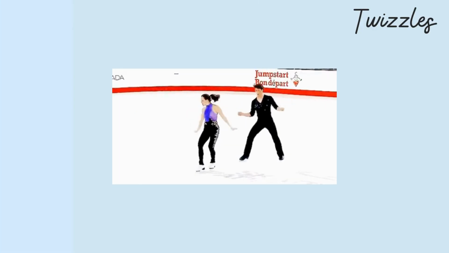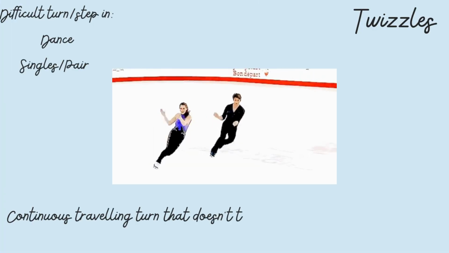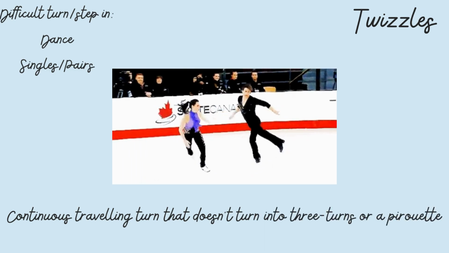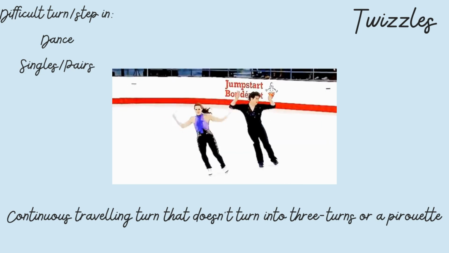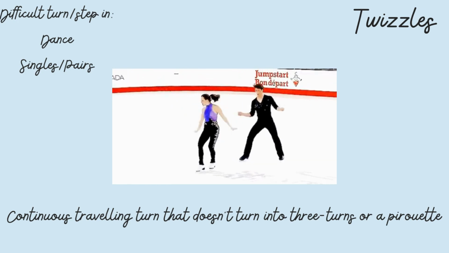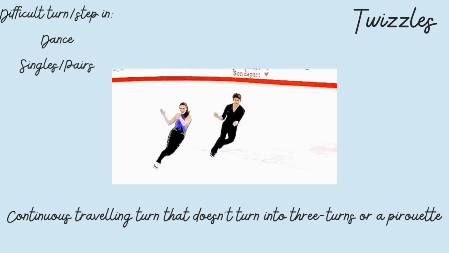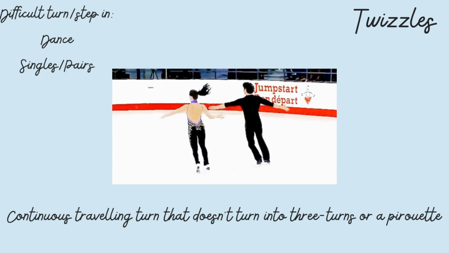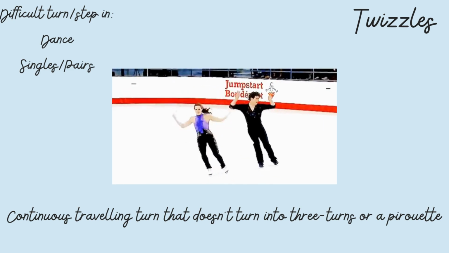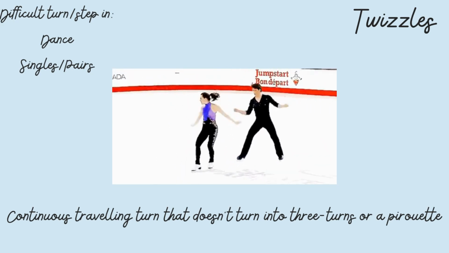This next one is probably one of the most well known, especially for those who watch ice dance, as it's the twizzles. Twizzles are a continuing turn that do not turn into checked 3 turns or a pirouette. Twizzles have a sort of corkscrew style ice mark, and you can see Tessa Virtue and Scott Moir again on the ice as the example on the screen. Sets of twizzles are elements in both the rhythm dance and the free dance in ice dance.